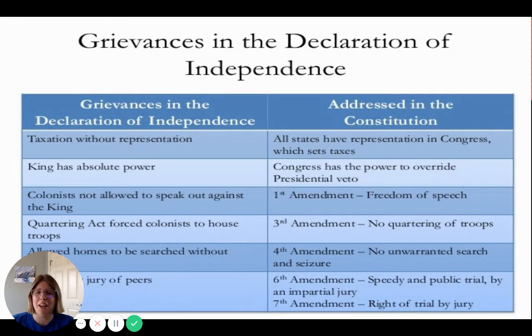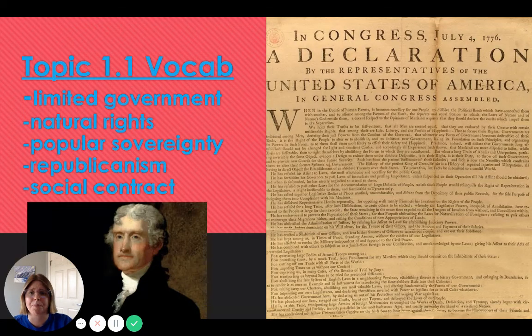You weren't allowed to speak out against the king. Now we have a First Amendment. We have freedom of speech. You can assemble. You can petition the government for your grievances. Housing soldiers in homes can't happen thanks to the Third Amendment. Also, you need a warrant to search someone's home, or evidence that they've committed a crime, so the Fourth Amendment protects that. The right to trial by jury is protected in both the Sixth and Seventh Amendments. So a lot of the problems identified in the Declaration were addressed when they wrote the Constitution.